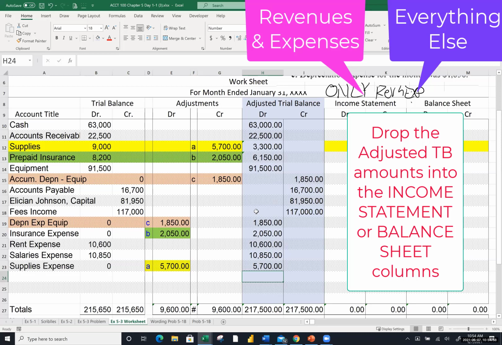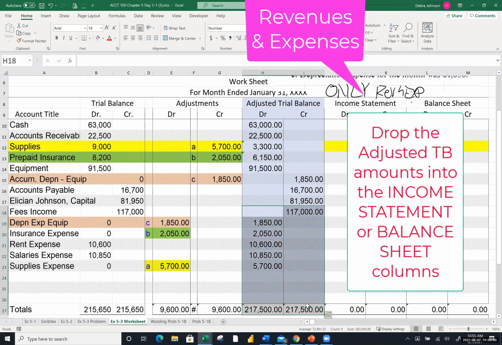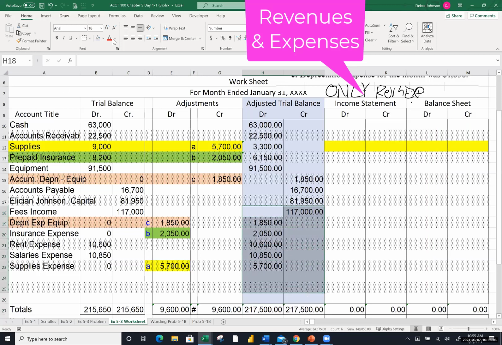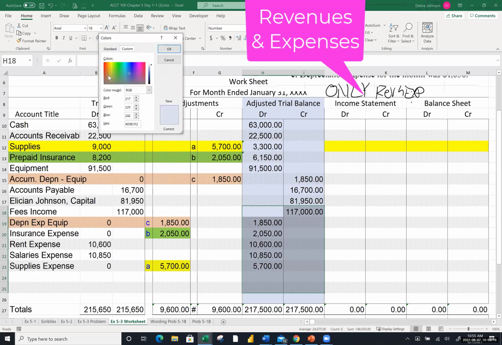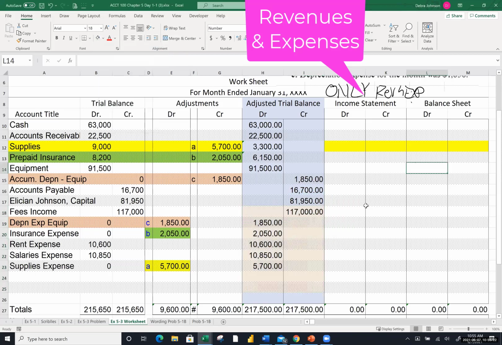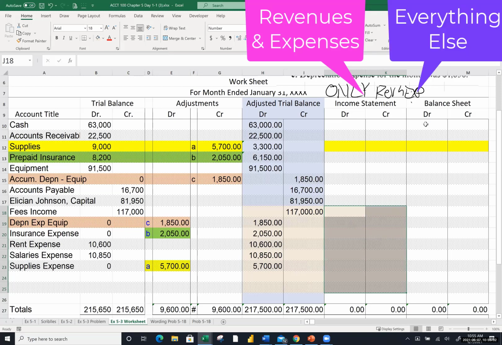Everything else by default is going to go on the balance sheet. So I'm going to use color to make this happen. I'm going to put these revenues and expenses in pink, just so it shows up better. And everything there, let me find a pink color. Close enough. Everything in that area is going to go here. And everything else by default, if it's not a revenue or expense, is going to go on the balance sheet. So I'll leave that blue.